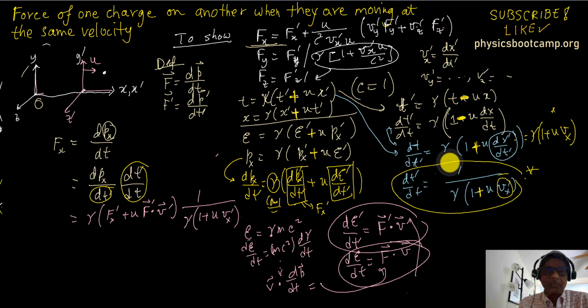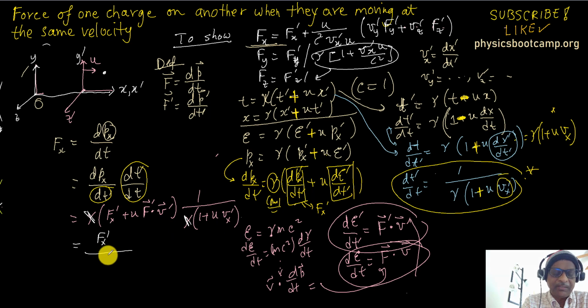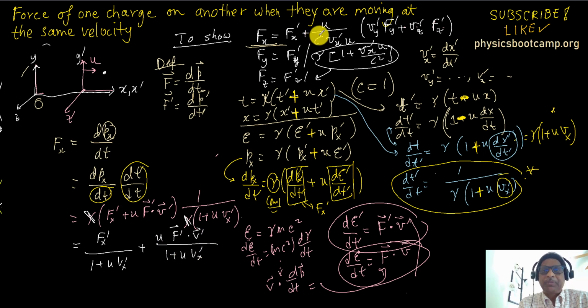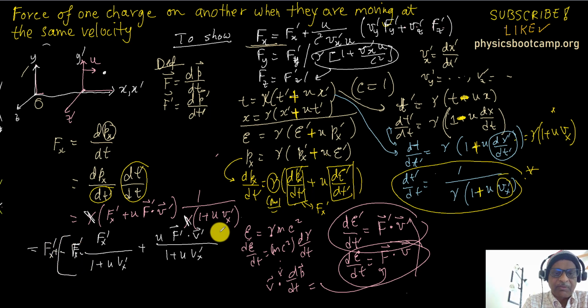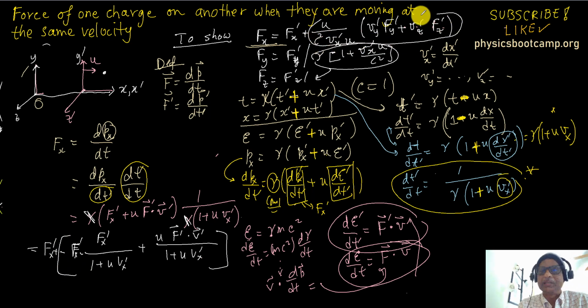So this gamma will cancel this gamma. To connect with that, you have fx prime over this whole thing, 1 plus u vx prime, plus u f prime dot v prime over 1 plus u vx prime. So I'm trying to look at that. Suppose I write fx prime and take away fx prime. If I look at this whole thing, I need to show this whole thing is this stuff.